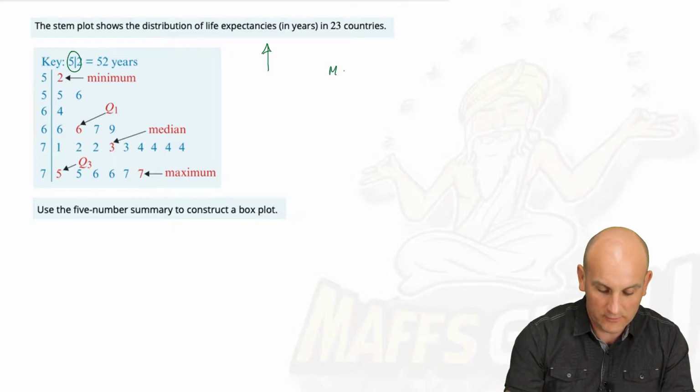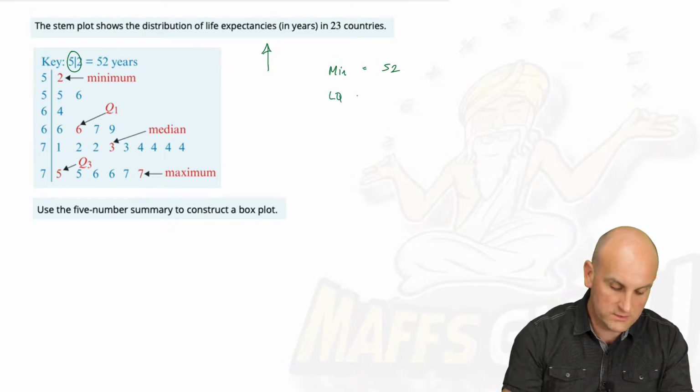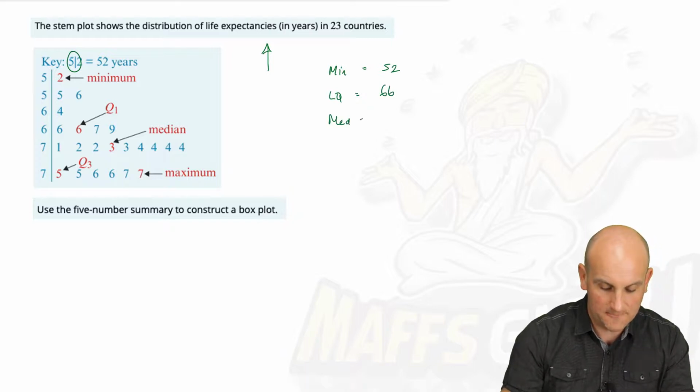And so we can read off my 5-number summary. So I actually am going to write out minimum is equal to 52, not 2, 52. My lower quartile, or Q1, is given by 66. My median is given by, what does it say my median is? 73. My upper quartile is 75, and my maximum value is 77.